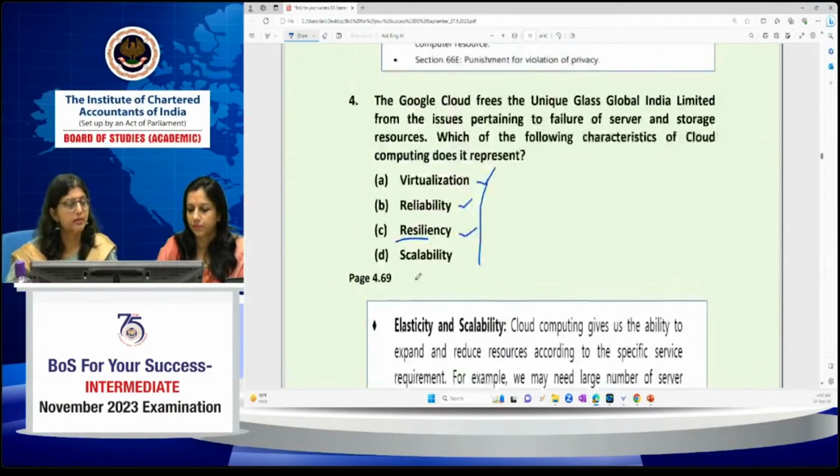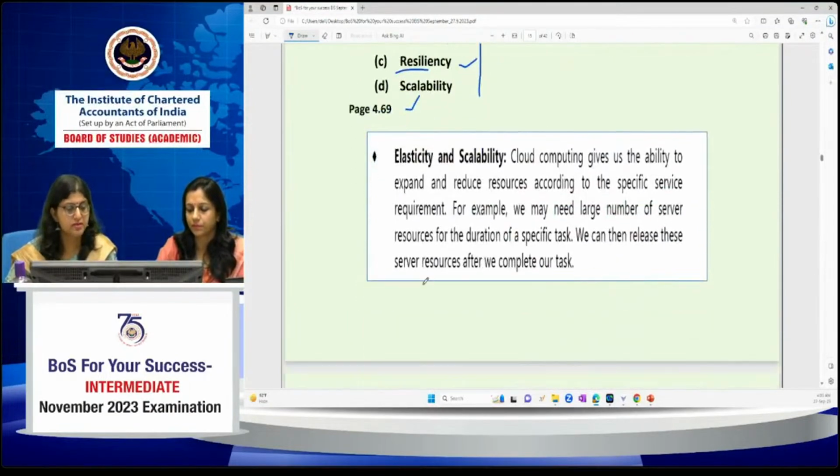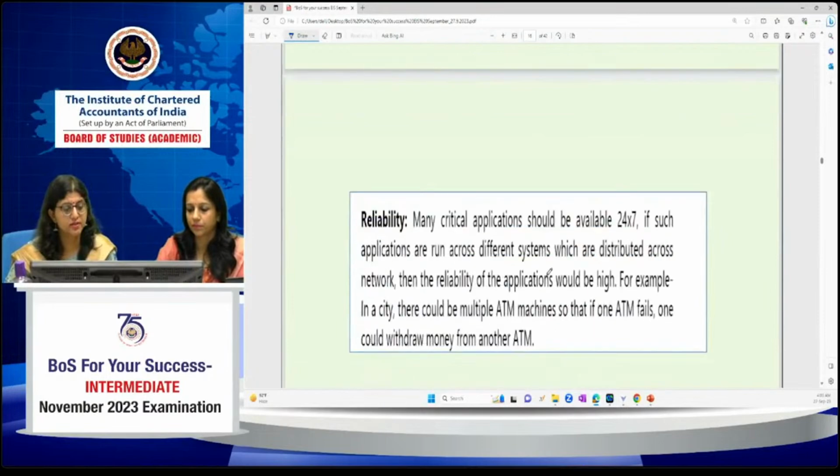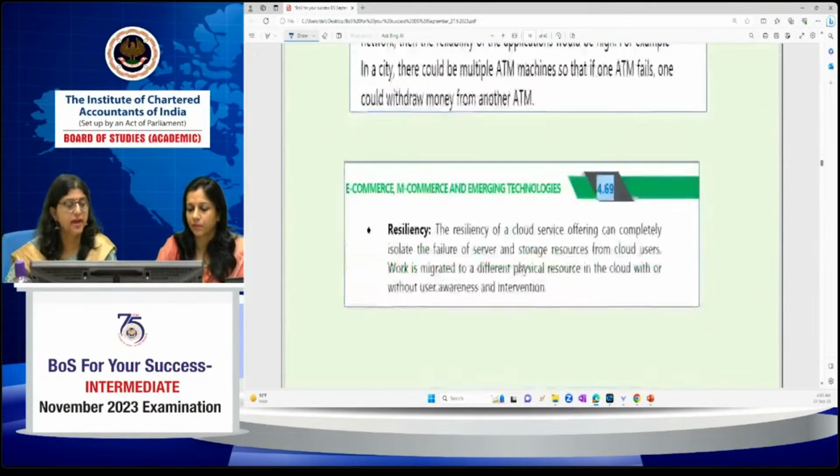You can always fetch or refer to page number 4.69 to get these definitions. Then the things will be more clear. We have just captured the definitions here, and the resiliency of a cloud service offering can completely isolate the failure of server and storage resources from cloud users, because they are not bothered about what kind of failure is happening. Work is migrated to a different physical resource in the cloud at the back end without the awareness of the user and his intervention.